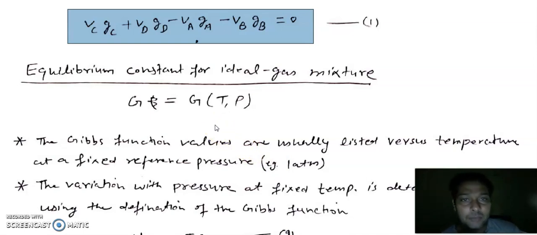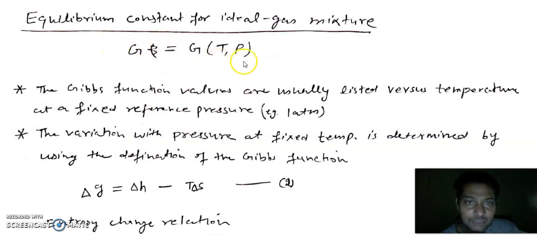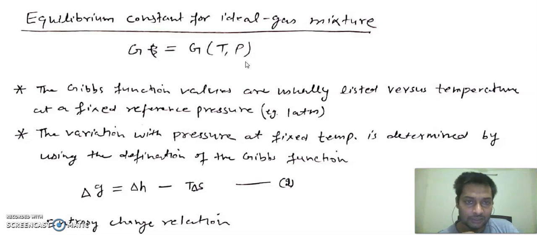Now the equilibrium constant for an ideal gas. This Gibbs energy is a function of temperature and pressure, and if you want to know the value of Gibbs function for an ideal gas, its value is available in the literature. You will find Gibbs energy for different temperature and pressure. For example, for a particular temperature you will get the value of Gibbs energy at different pressure, and vice versa.